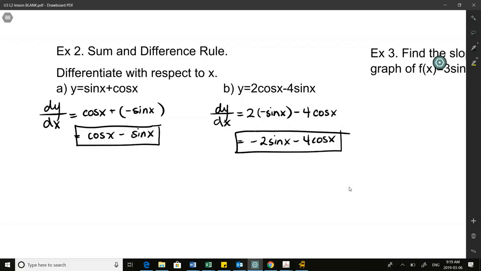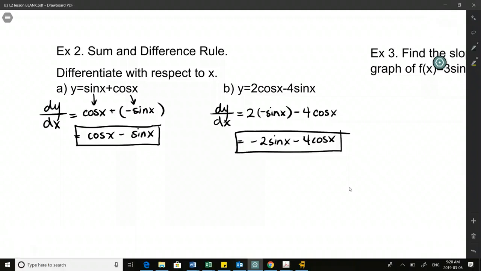Any questions on these two? Ryan? So the derivative of sine x is cos x. So I'm just differentiating each piece of this. And then the derivative of cos x is negative sine x.